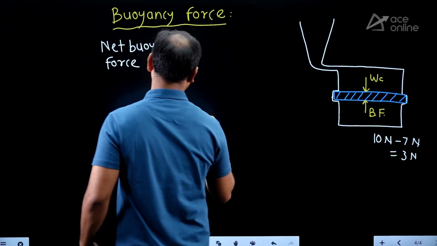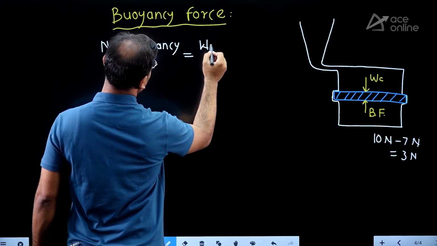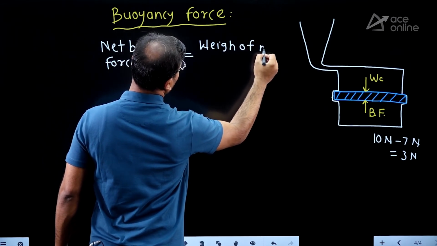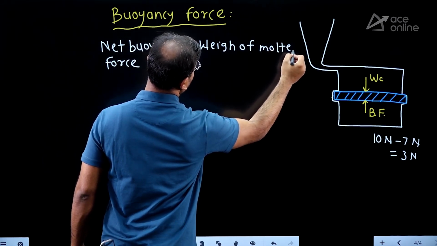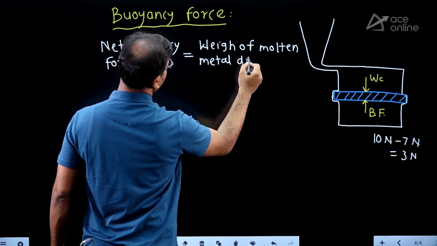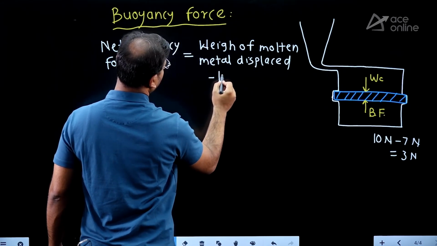Then here I am writing: net buoyancy force is equal to weight of molten metal displaced minus weight of core.